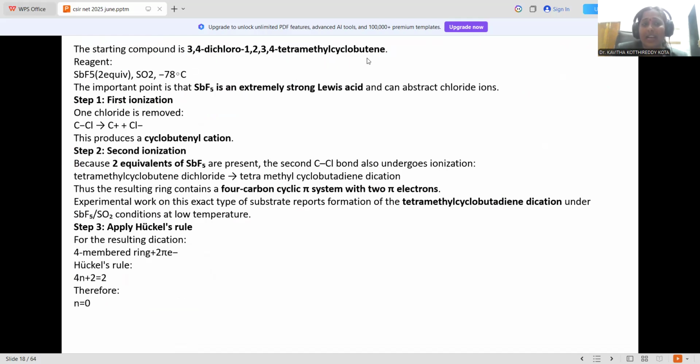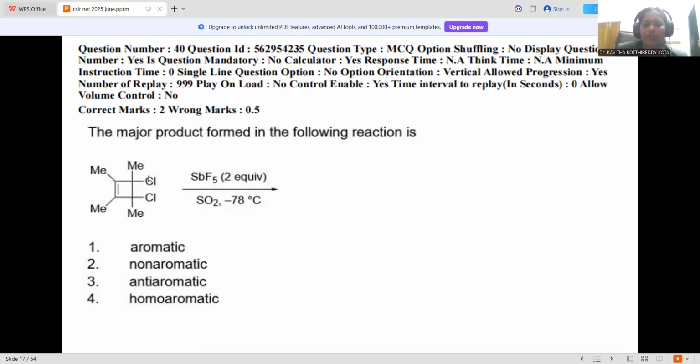For that purpose, we have dichlorotetramethyl cyclobutene as a starting material. Reagents applied are strontium pentafluoride, 2 equivalents, and sulfur dioxide, with -78 degrees centigrade temperature operated. Important point is strontium pentafluoride is an extremely strong acid, and chloride is departed from the system, and there is a provision for the formation of a carbocation intermediate. Being the compound is accompanied by 2 chloro functionalities, obviously there will be a dicarbocation formation taking place.